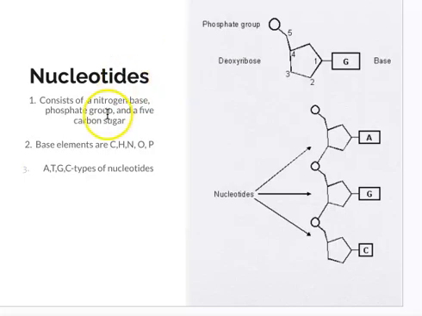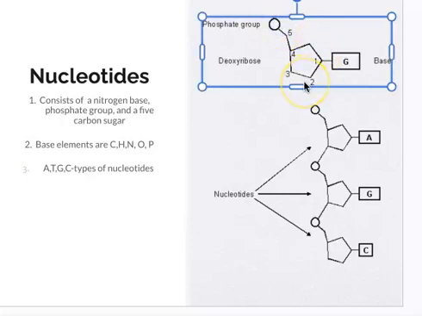So the nucleotides consist of nitrogen bases, a phosphate group, and a 5-carbon sugar. Here is a good example of what I'm talking about. Here's our phosphate group up here. Here is our nitrogen base over here, and this is our 5-carbon sugar. Now, if you look at this structure, it looks a lot like a carbohydrate, and if you count the sides, it has 5. So there's your 5-carbon sugar.